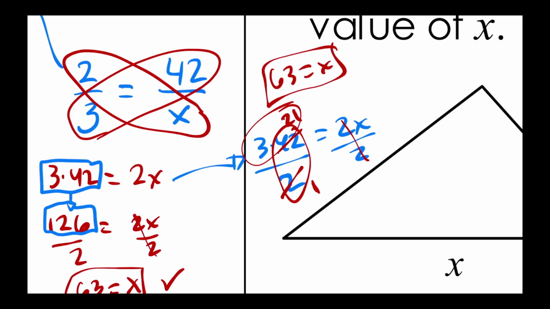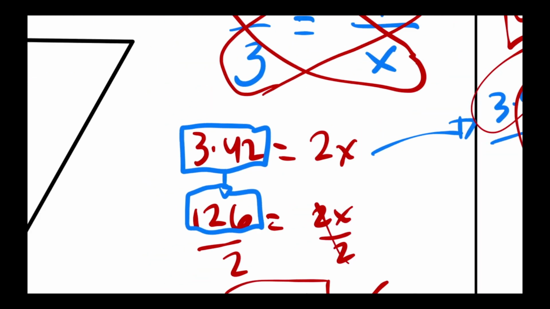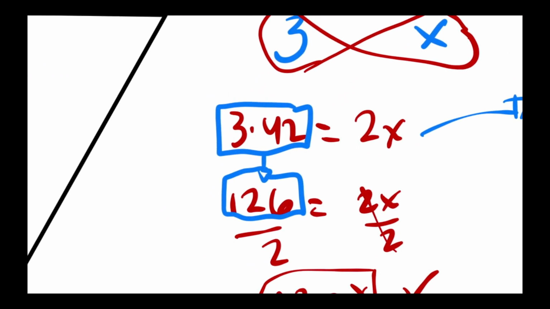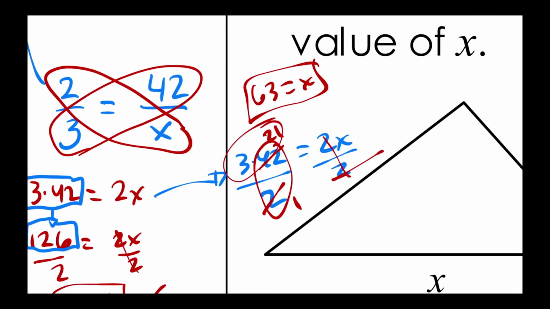So you can do it that way. This is a different way to do this. You get the 3 times 42, and instead of multiplying it out, you keep it 3 times 42, because when you're going to divide by 2 on both sides, you can just divide 42 by 2 and get 21, and then multiply that 21 times 3 to get 63. That works too. If you're comfortable canceling things out that way, I would recommend doing it this way, because it is a lot easier, and you don't have bigger numbers.